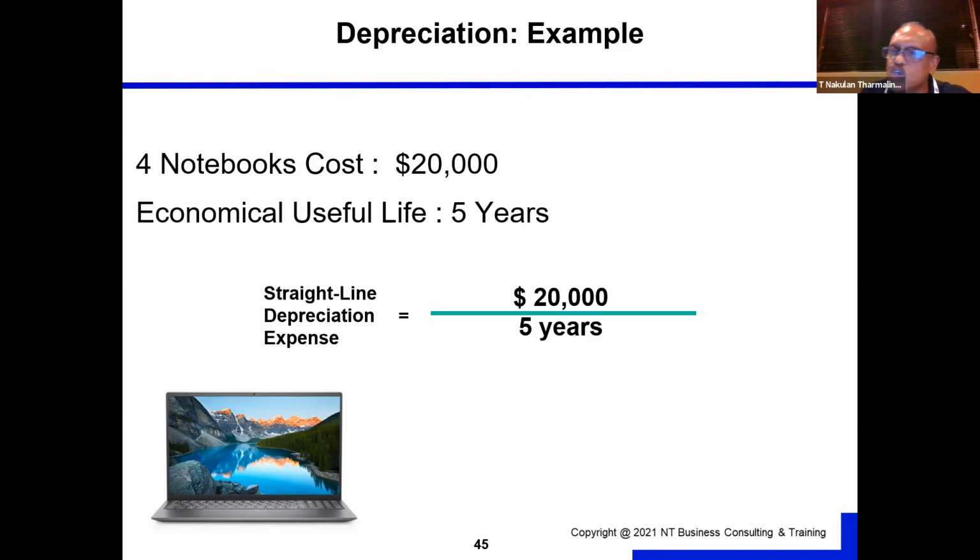So what happens if you use a straight line depreciation method? You take the 20,000 divided by 5 years. Every year you charge 4,000 as an expense to your P&L.